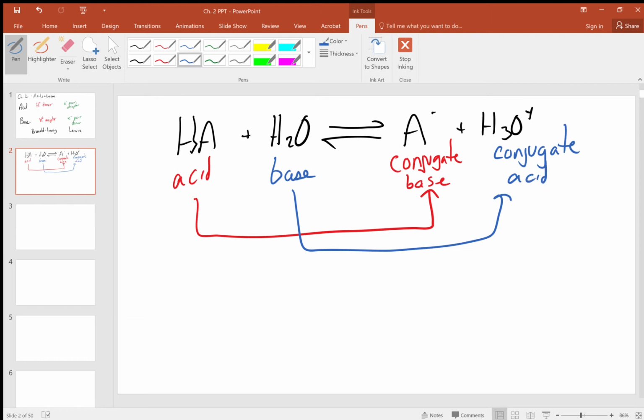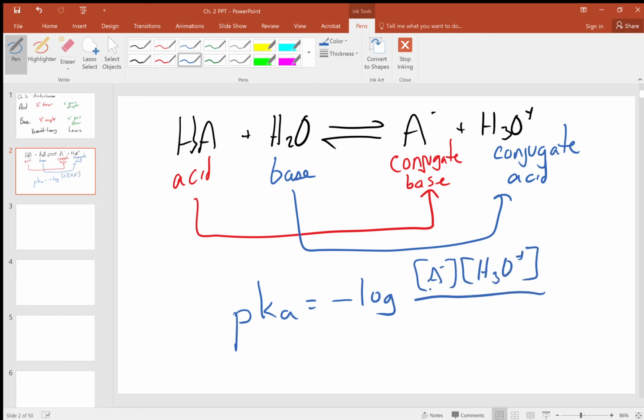And then we use this generic equation, and this is all review from general chemistry, to come up with the equation that pKa is equal to the minus log of [A-] times [H3O+] divided by [HA]. And recall that it's pKa that we use to define acid strength, but we also are able to use it to define how strong of a base something is.